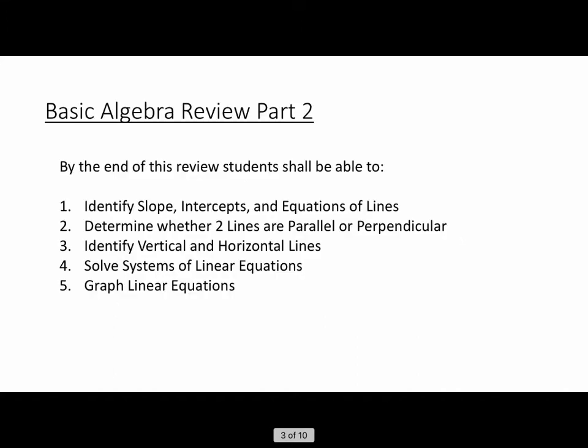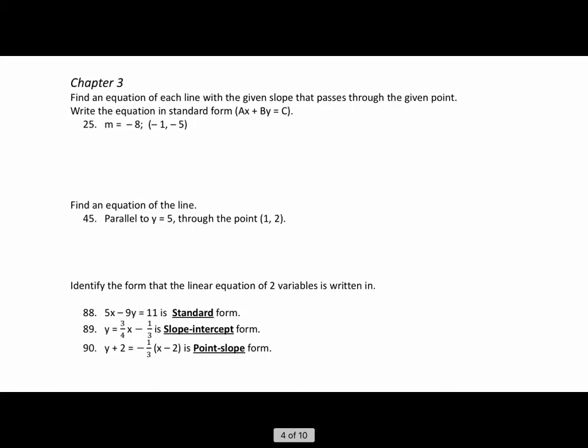We're going to be reviewing some basic algebra before the next chapter here. So by the end of this review, you should be able to identify slope, intercepts, and equations of lines, determine whether two lines are parallel or perpendicular, identify vertical and horizontal lines, solve systems of linear equations, and graph linear equations. So we're going to start with some concepts from chapter 3, which is a linear equation in two variables.